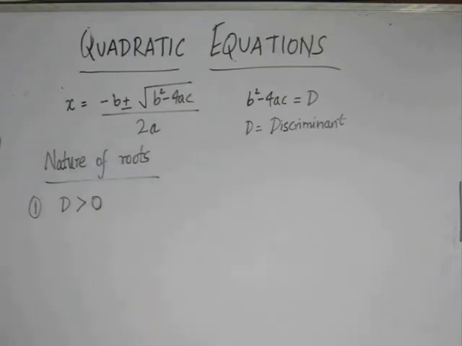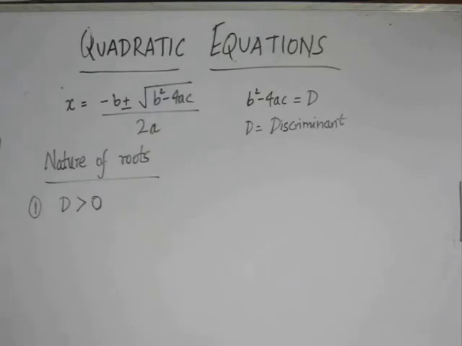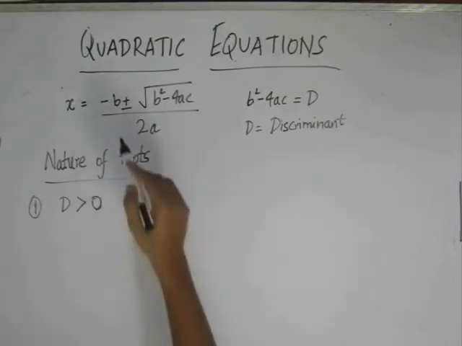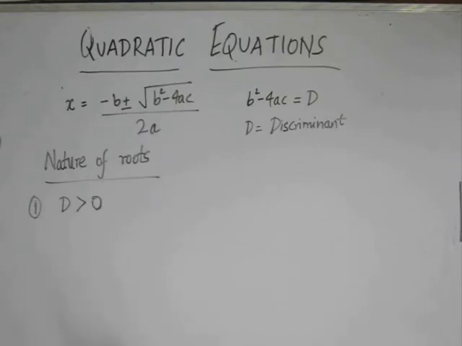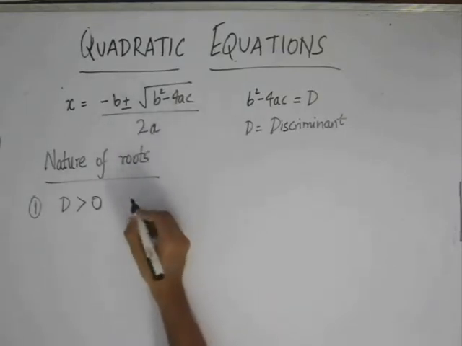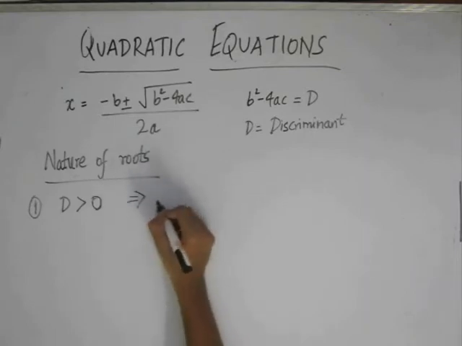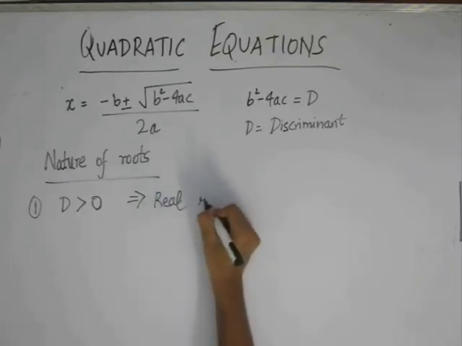If D is positive, that means the term under the square root will be a positive quantity, and the square root of a positive quantity will always be a real number. Since we consider all values a, b and c to be real numbers, this entire expression will be a real number, and the roots will exist and will be real for that particular type of quadratic equation.